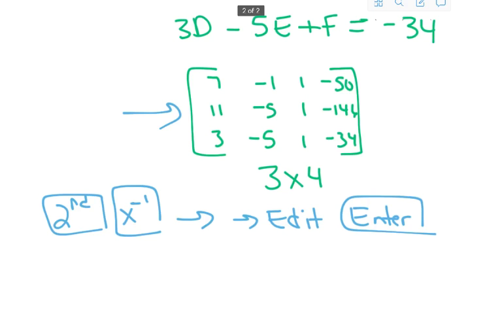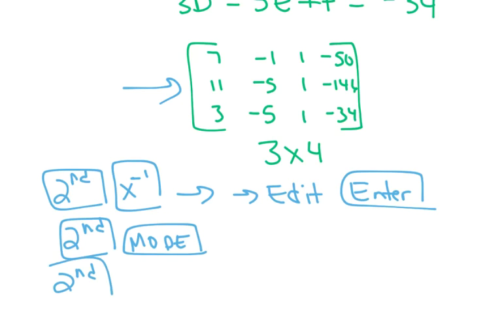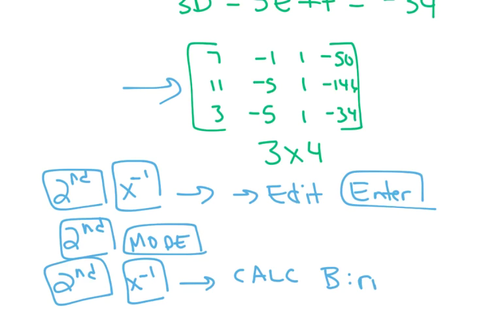Once all your numbers are plugged in, you then quit, which is second mode. And then you go back into matrix a second time. But this time you only arrow 1 to the right to calc, and you look for option B, I think it is. That sounds right. It doesn't say number B. It just says B colon RREF, and then you hit enter.